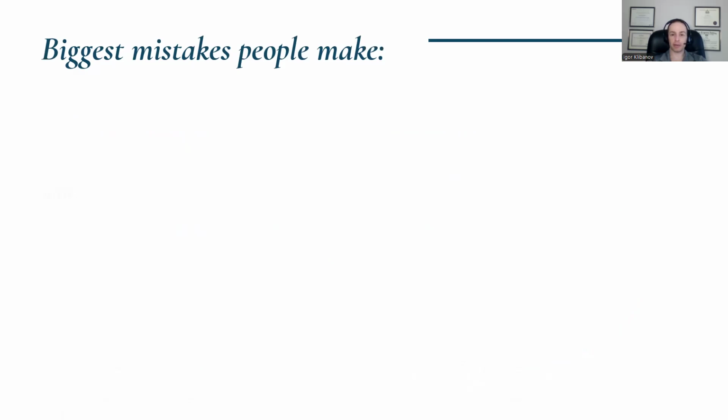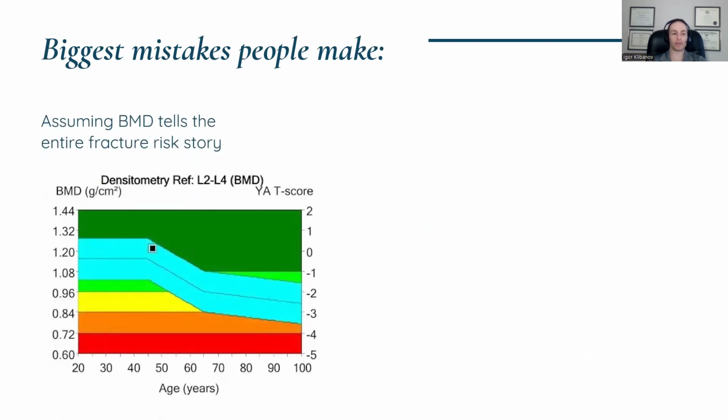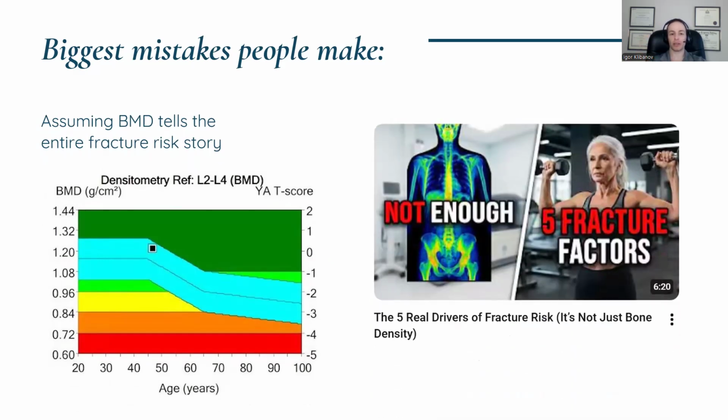And a final mistake people often make is assuming that bone mineral density tells you the entire fracture risk story. A lot of people equate bone density to fracture risk. Bone density is one component of fracture risk, but just one. There are 4 other components of fracture risk that are not measured by DEXA scan. I cover those in much greater detail in my video titled "The 5 Real Drivers of Fracture Risk." Again, it's not just bone density.